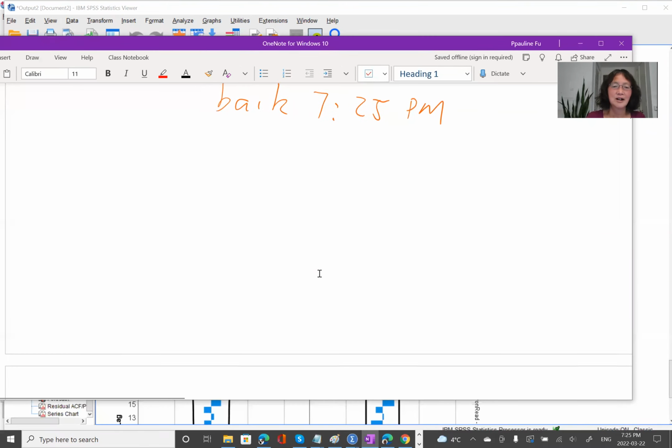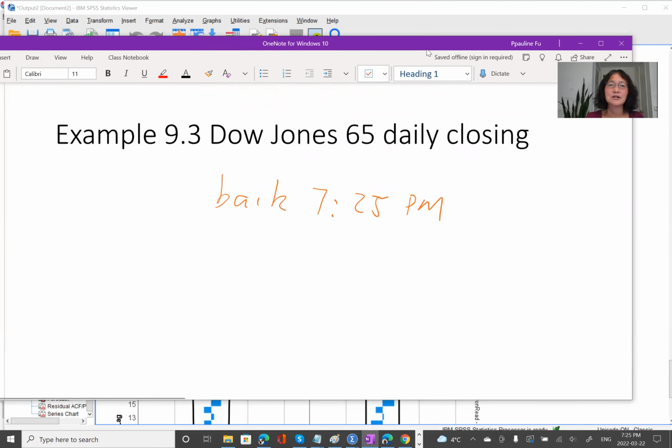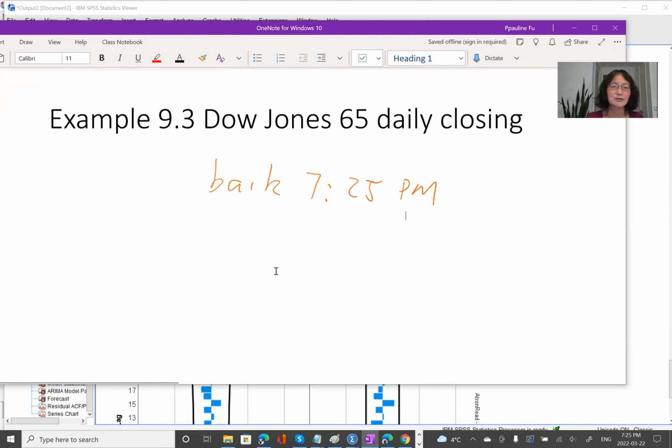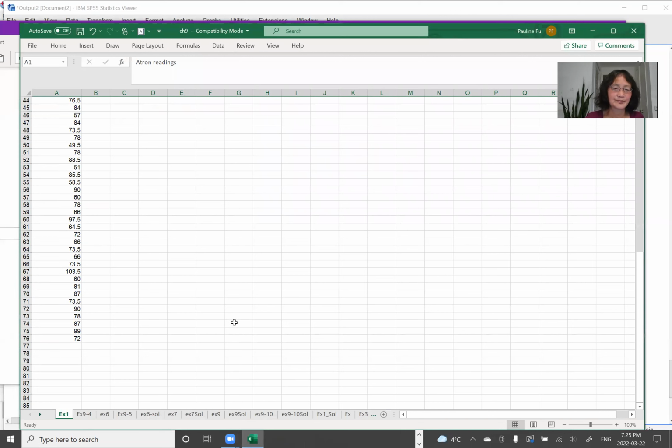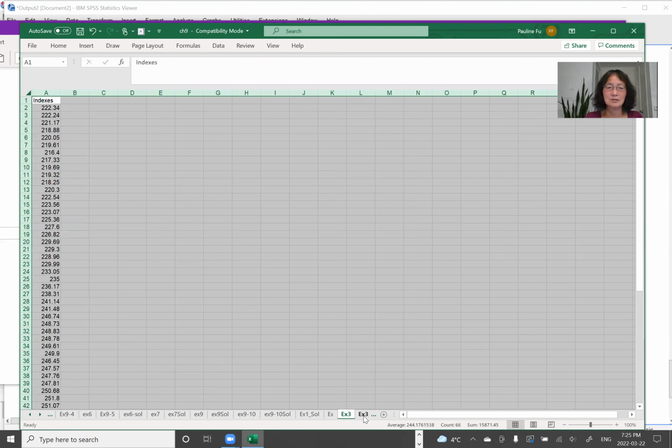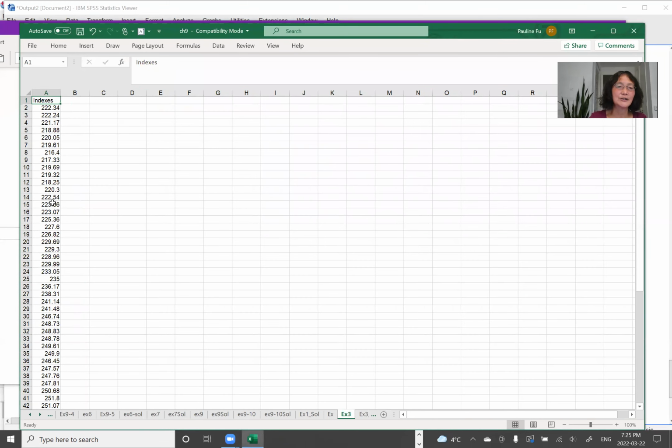All right. So this example is about stock price, the closing price, 65 daily closing prices. I'm going to open up the data first. This is example 9.3. This is the daily closing price for our stock. So 65 days.